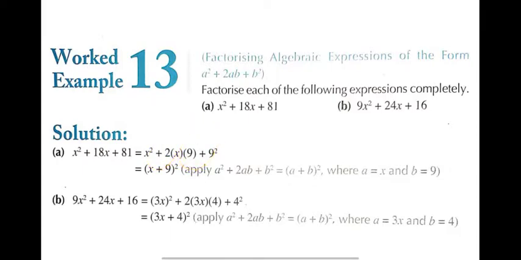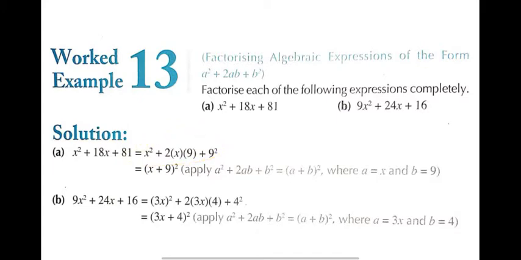Usually, this number will be the same as this number at the back. That way, you can simplify this into this. So you just take the x and the last number, 9, and then you put a bracket and a square. That's it. You're already done factorizing it. We apply this method. So this is the a plus b squared. That's why we need to change this form into a squared plus 2ab plus b squared first.